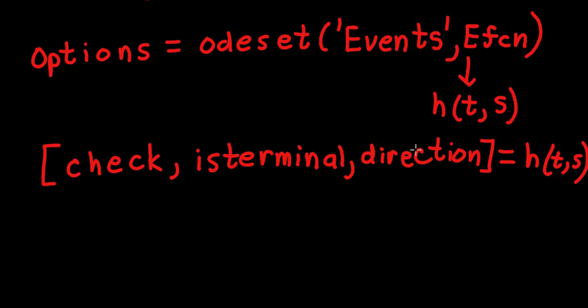We won't really be talking about direction much here. It's something that allows you to specify further detail on events that occur. For now, we're going to leave direction as an empty matrix. Again, if you want more detail on how you can use direction, you can look that up in MATLAB's documentation. Leaving it as an empty matrix uses the default settings for direction.